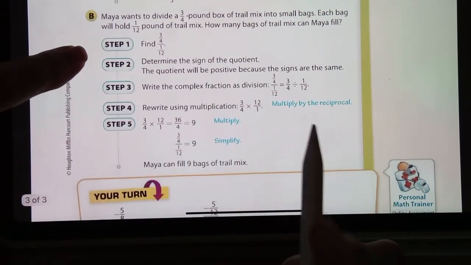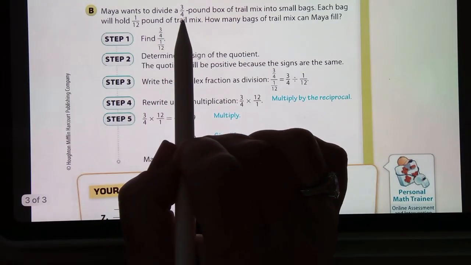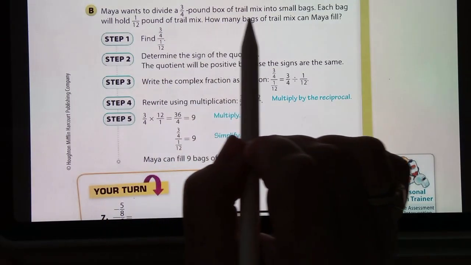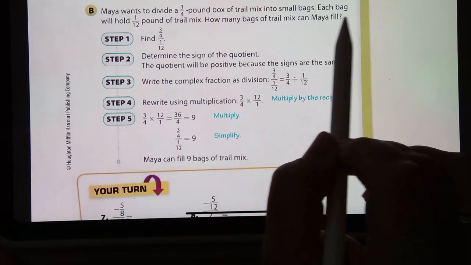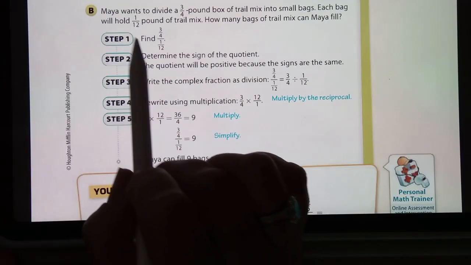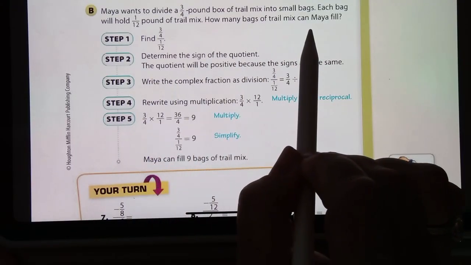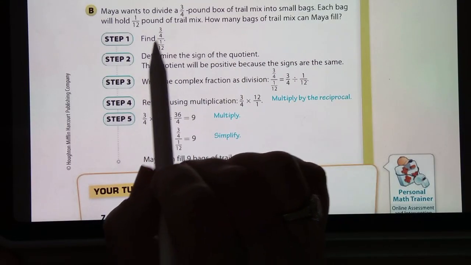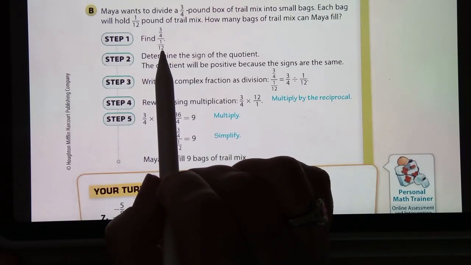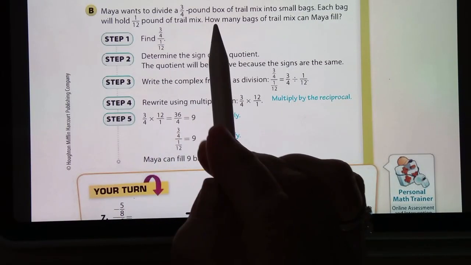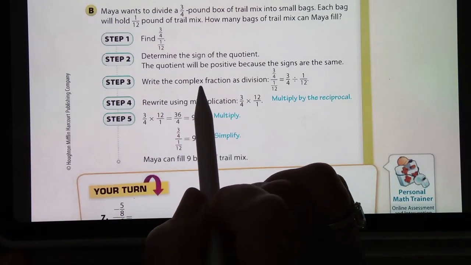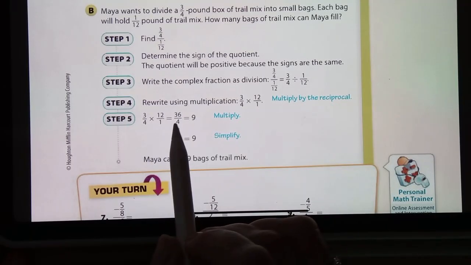Example letter B. Maya wants to divide 3/4 of a pound of trail mix into small bags. Each bag will hold 1/12 pound of trail mix. How many bags of trail mix can Maya fill? Find 3/4 divided by 1/12. Well, it's two positives, and two positives divided by each other is going to be a positive answer.